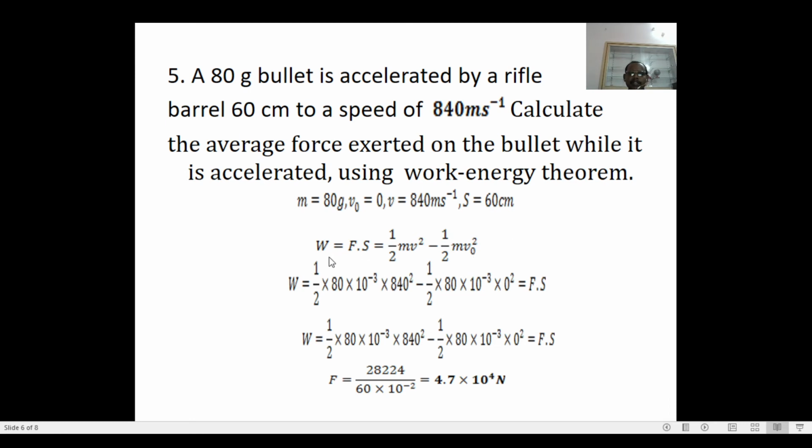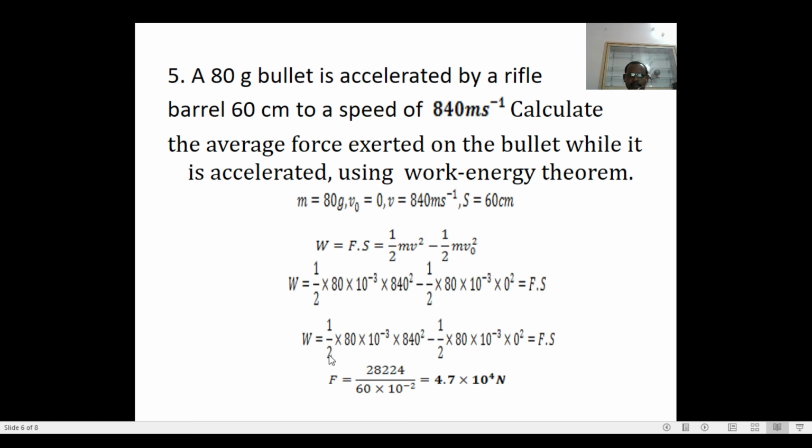Now apply work energy theorem, which says that total work done is equal to change in kinetic energy. Work is F into S, and final kinetic energy is half m v square minus initial kinetic energy is half m v naught square. W is equal to half into m, which is 80 into 10 power minus 3 kg, and final velocity is 840 meter per second square. Just square it, minus half into m, which is 80 into 10 power minus 3 kg, into initial velocity is 0 square. This is equal to F dot S.